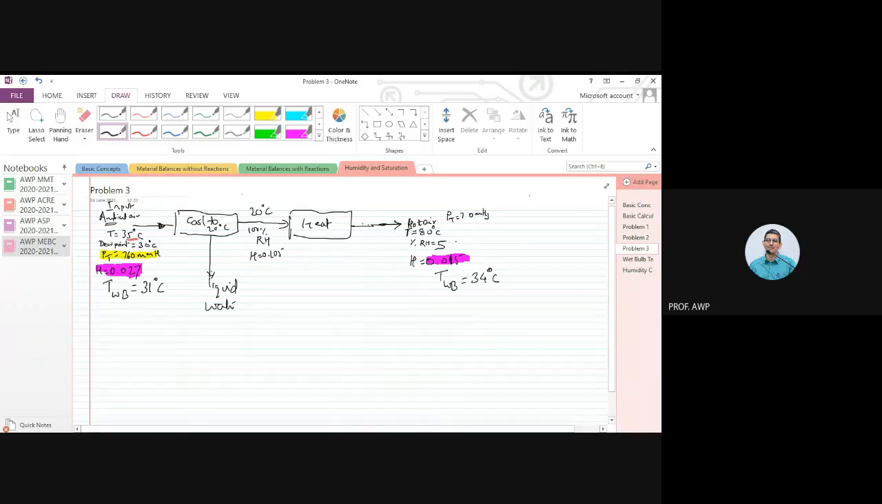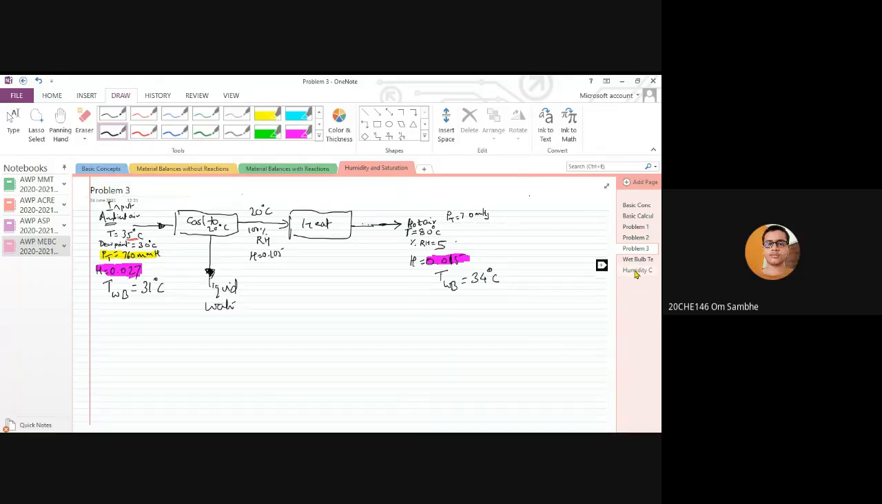So how straightforward this problem becomes once you start looking at it from a humidity chart angle. Do you agree? Do you disagree? Yes, sir. Anybody has any doubts? Anybody has any issues?